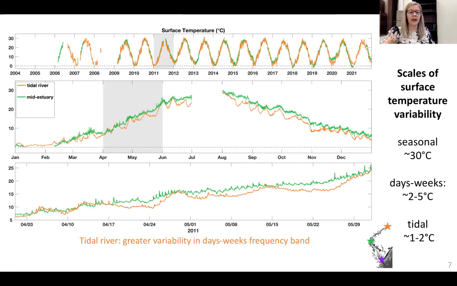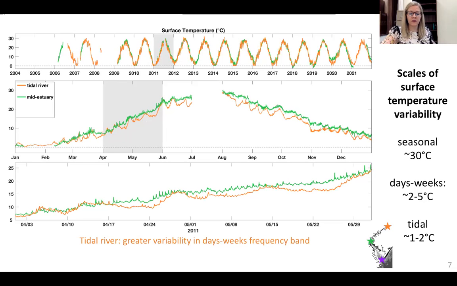So we'll go ahead and add on the tidal river data now. And looking at the middle panel, what I'll point out is that there's greater variability in the days to weeks frequency band. The variability is still on the order of 2 to 5 degrees, sometimes even as large as 10. So in an example like this.